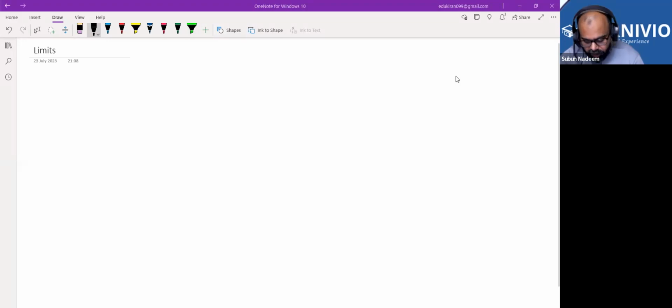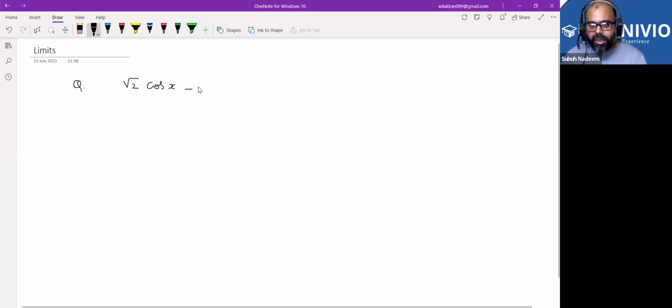So we have a question here. It says: square root of 2 cos x minus 1, divided by cot x minus 1. And you have to find the limit when x approaches pi by 4, that is 45 degrees. So how will you approach this question? You can discuss.